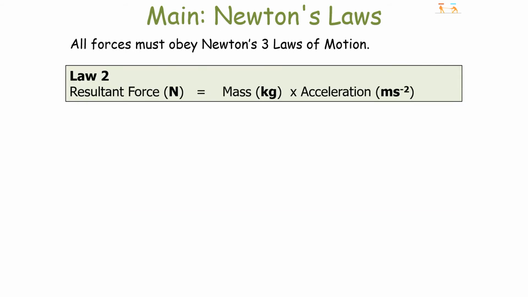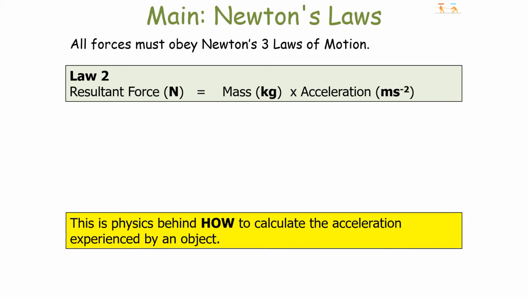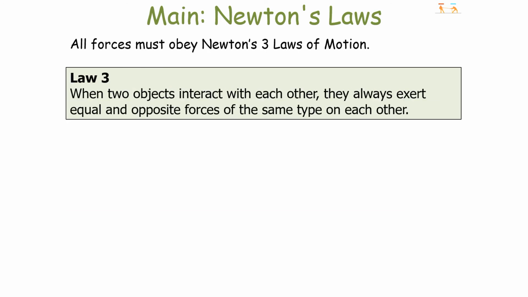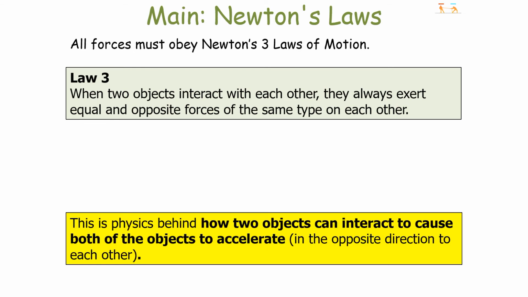Newton's second law is that resultant force in newtons equals mass in kilograms times acceleration in meters per second squared. This is the physics behind how to calculate the acceleration experienced by an object. Whilst law 3 is that when 2 objects interact with each other, they always exert equal yet opposite forces of the same type on each other. This is the physics behind how 2 objects can interact to cause both of the objects to accelerate in the opposite direction to each other.